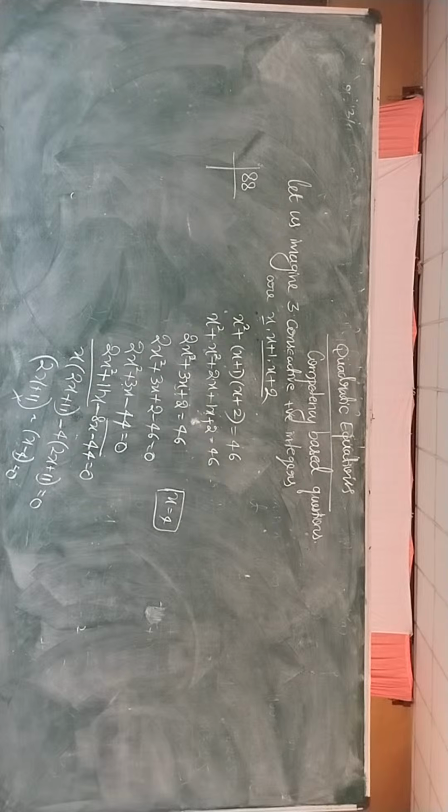A two-digit number is such that the product of its digits is 18. When 63 is subtracted from the number, the digits interchange their places. Find the number. Find the number is the question.